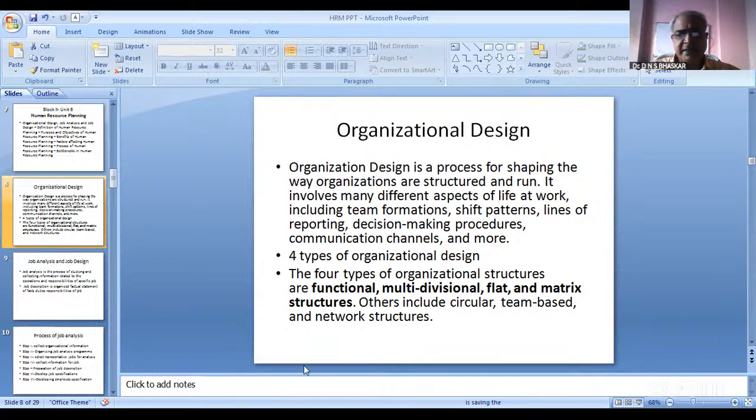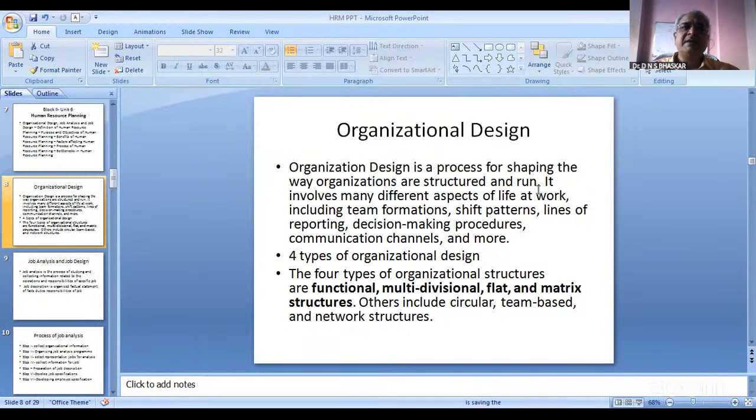So organizational design is another important aspect which you have to understand in this particular block. Organizational design is a process of shaping the way organizations are structured and run. So what is the shape of the organization? It is not about the physical infrastructure, the design of the building, which we do not require. Whereas the design of the organization process we want.